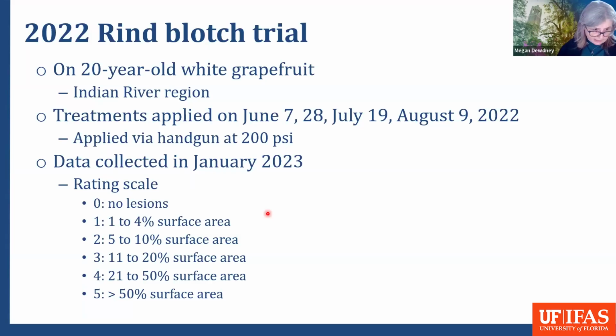And then we collected the data in January of 2023, and we used a rating scale to determine how much damage was on the fruit. So we had no lesions with a 0 all the way to a rating of 5, which is greater than 50% of the surface area. We looked at 1, which is 1 to 4% surface area. These two ratings would have been considered marketable in our analysis. Anything above 5% of the surface area was not considered a marketable piece of fruit.